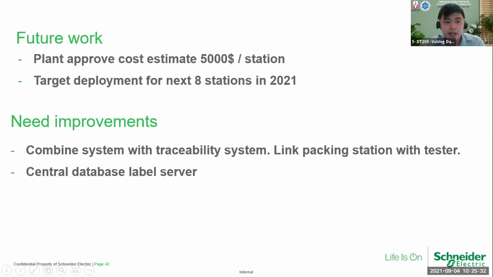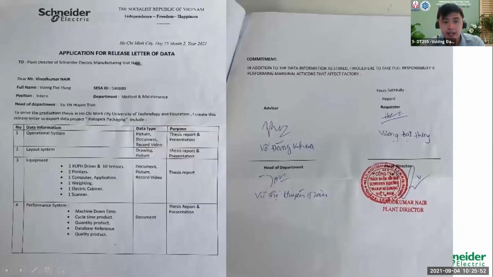And besides that, the system has some points that need to be improved. The first is to combine the system with the traceability system and clean the packing station with the tester to increase efficiency and quality. And next is the central database label server to improve management. This is the application for releasing the data from the factory.